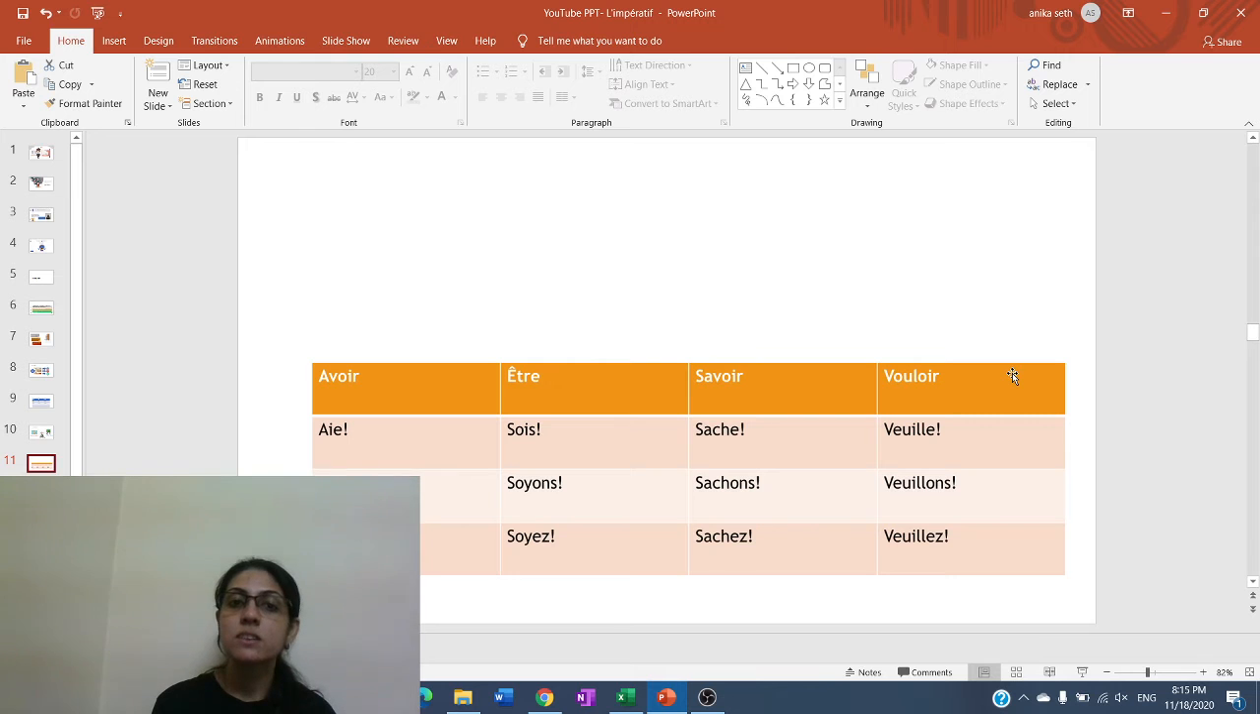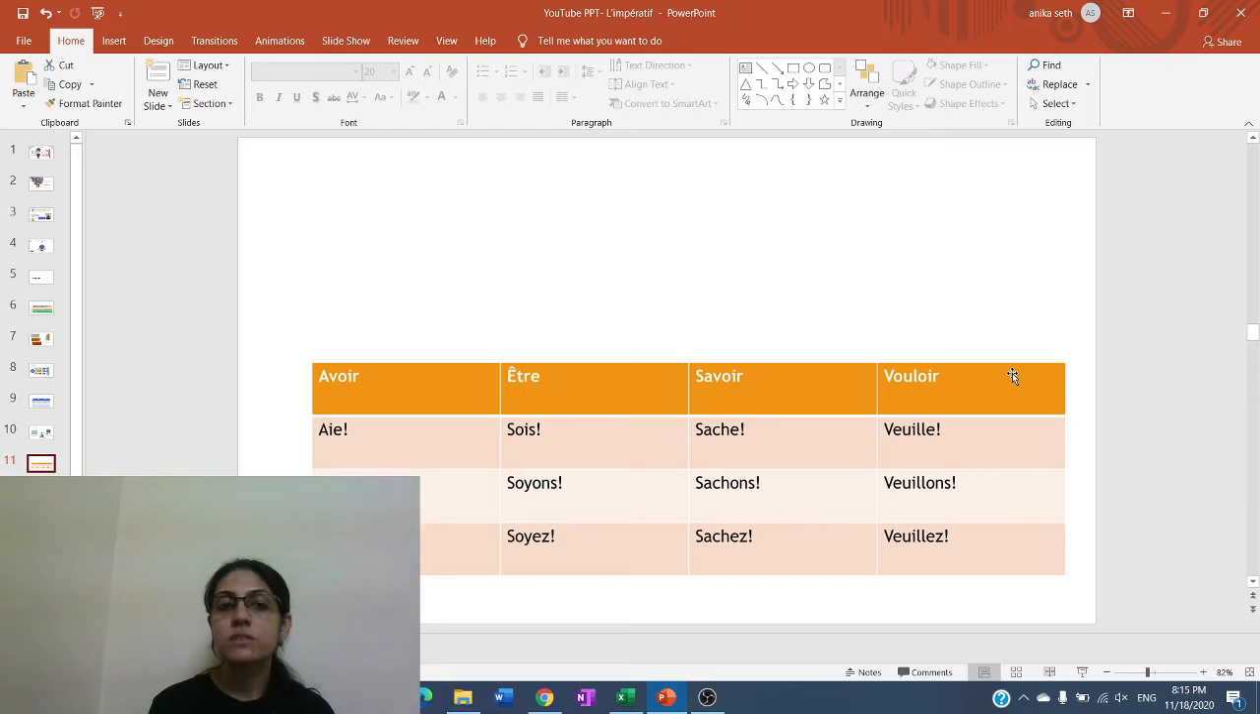Next are the irregular verbs, that is avoir, être, savoir, vouloir. These are the irregular verbs. Because these verbs do not follow the same pattern we have just discussed, where you conjugate the verb in the present tense and then remove the subject pronoun, that's it. Over here, the conjugation of the verb in the imperative is completely different from the regular present tense conjugation.